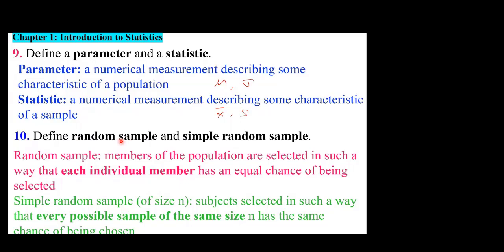If you have 30 students in class, every student has to have the same chance of getting picked, 1 out of 30. But for a simple random sample, you have to come up with the sample size first. For example, a sample size of 5, then every sample of size 5 must have an equal chance of getting picked.